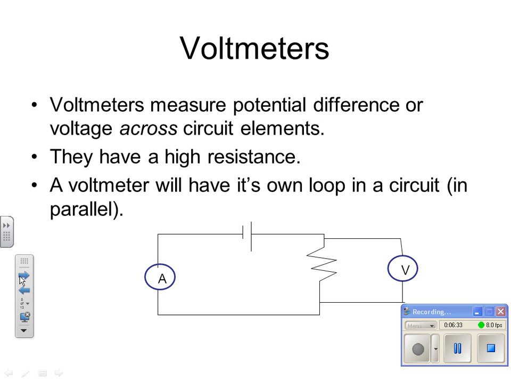And voltmeters are hooked up a little bit different. They have a very high resistance, and they're hooked up what we call across. So it starts at one side of what we're trying to measure and goes to the other side, and it really measures the change in voltage from this point to this point, or what we call the voltage drop. So you're measuring how much voltage is used up in that part of a circuit. And we call this type of a hookup parallel. It has its very own loop, and it's really important that you hook it up correctly. You can actually ruin the piece of equipment if it's not hooked up correctly.